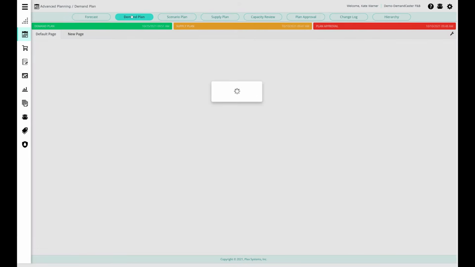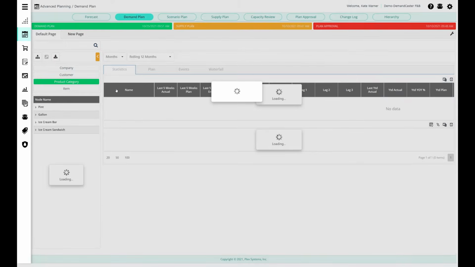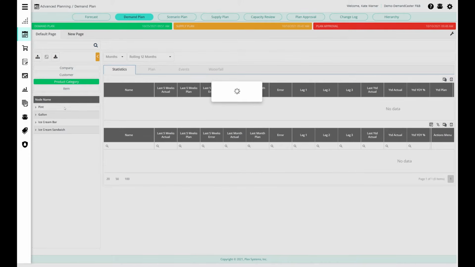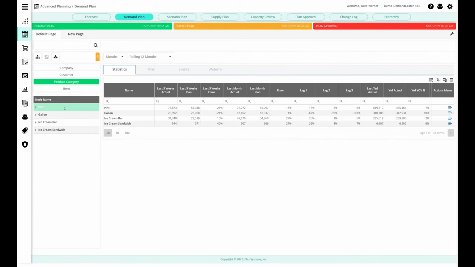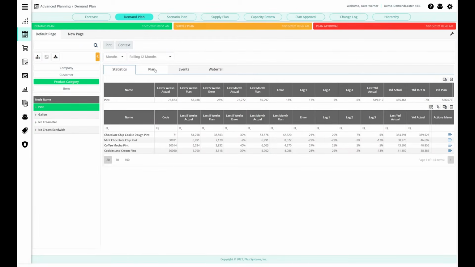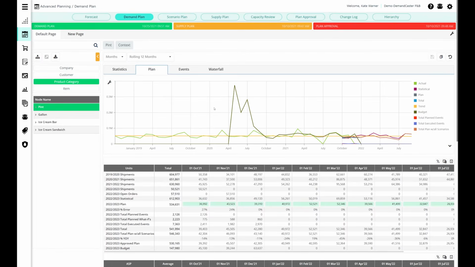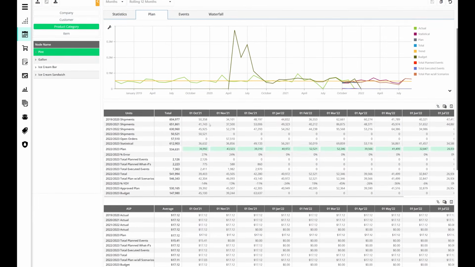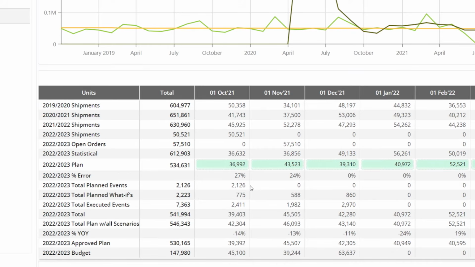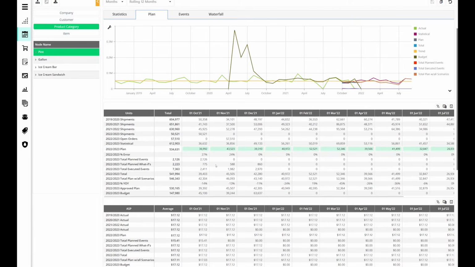From there, we can apply that forecast to dynamic planning hierarchies, allowing us to plan at customer, item, or even product category levels. With a baseline statistical forecast in place, Plex's demand planning will allow us to add the input of sales teams, marketing events, and plan what-if forecasts to truly capture demand and plan our businesses on a rolling 12-month to multiple fiscal year process.